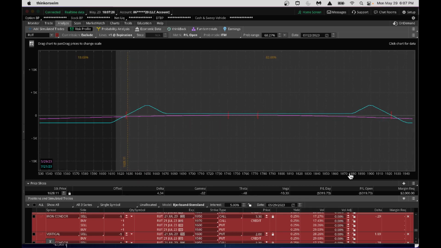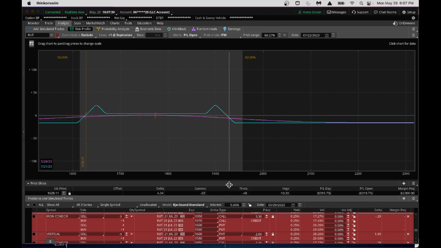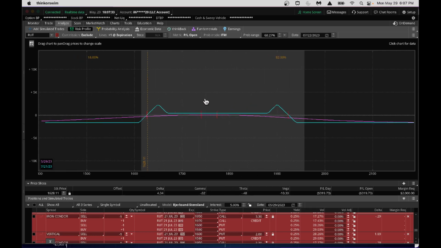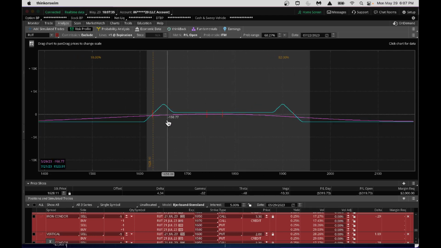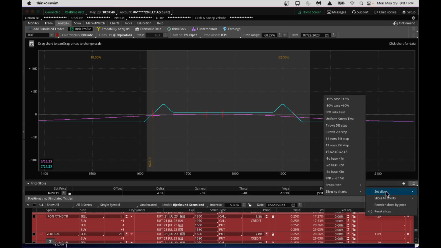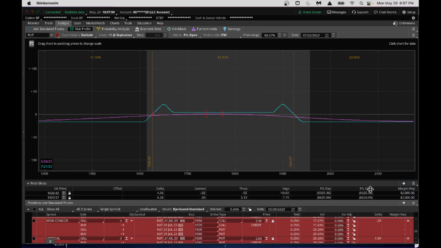We got both the butterflies. That's a nice looking Batman view, as you can see here. Nice looking Batman. So as long as the price stays between these two, you'll make money here. You got your break even at 1628 on the lower side, and you got one more break even on the higher side. Let's actually say break even here. Let's set slice to break even, and 722, which is good right here. Okay, there we go. We got our two break-evens. On the higher side, 1923.57 is the break-even. On the lower side we got 1626 as the break-even.